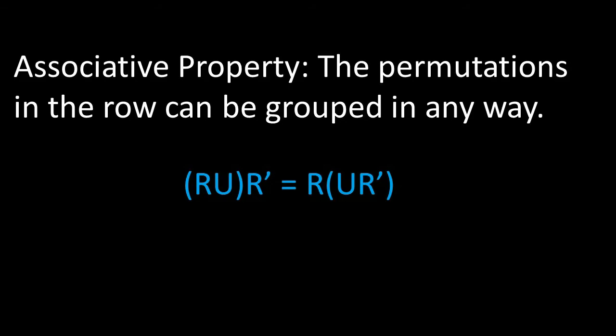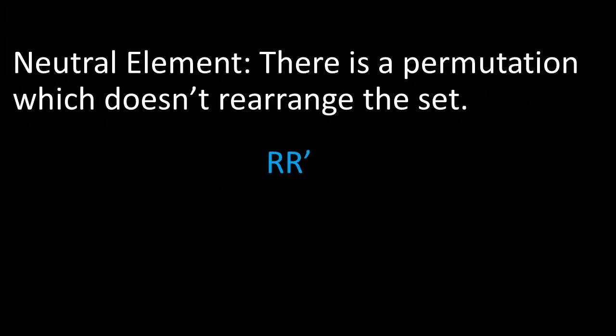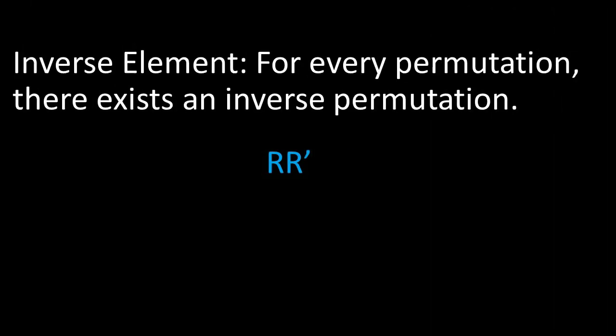The properties are: first, associative. This property states that the permutations in a row can be grouped in any way. For example, the move R U R dash grouped one way is exactly equal to the same move grouped another way. The second property is neutral element, which means that there is a permutation which doesn't rearrange the set. For example, when you perform a move R followed by the move R dash, you restore your initial configuration. The next one is inverse element, which is quite intuitive. This states that for every permutation, there exists an inverse permutation. For instance, the move R has its inverse as R dash.